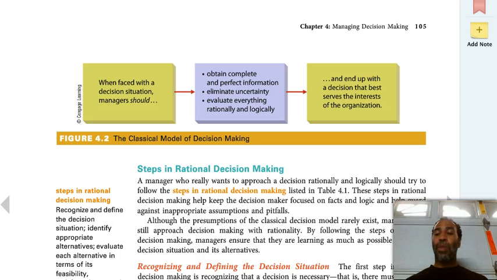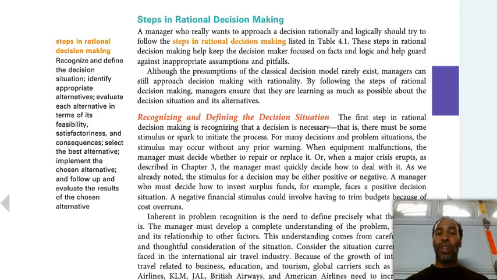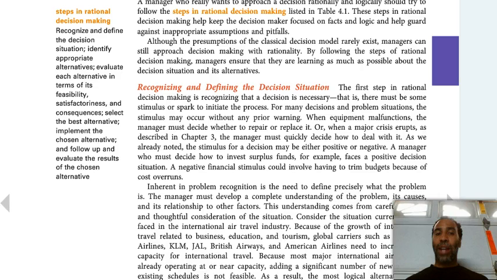So it's broken down into three components. We want to make these decisions because they serve what's best for the organization. Steps in rational decision making, right? So now we're going to talk about rational and logical decision making.